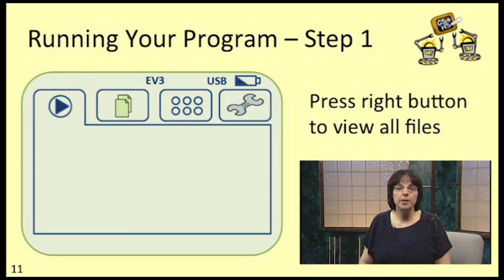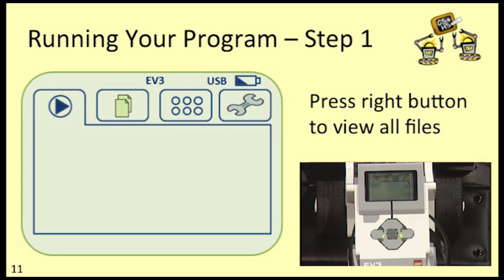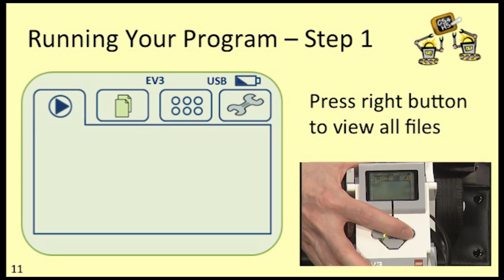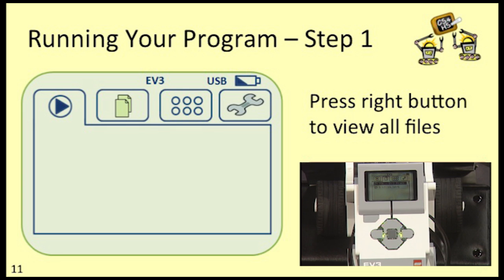The EV3 typically starts with you in the recently run area. I encourage you and your students to ignore this tab completely. I find that recently run confuses people more than it helps them, particularly since things that have just been downloaded don't appear in there. So what we're going to do is we're going to push this right button, and that takes us into the All Programs area.